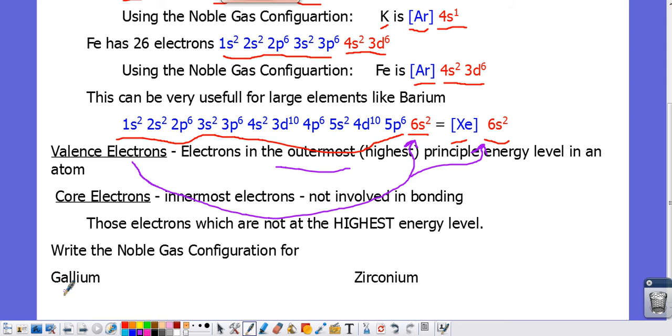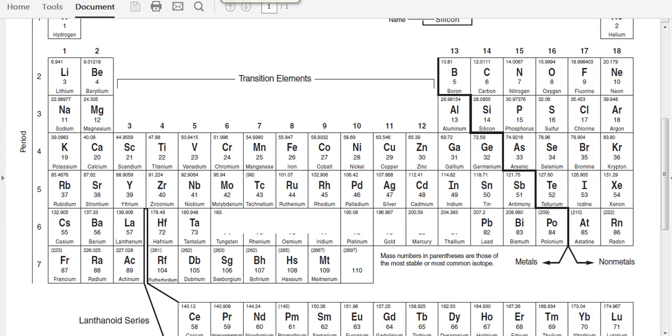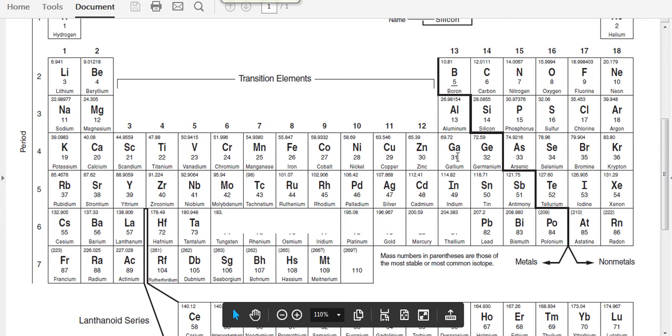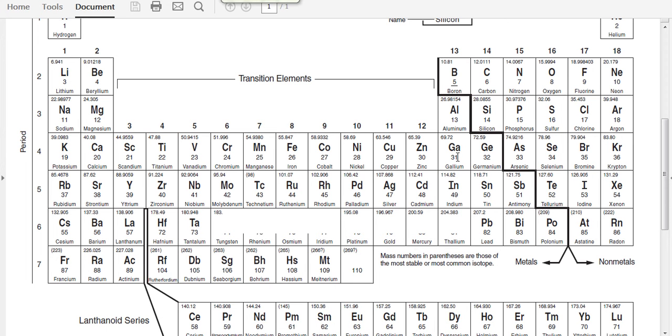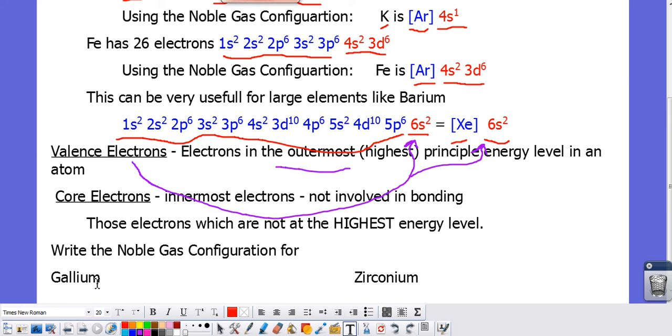So let's do gallium real quickly. Find gallium on the periodic table. There it is. So gallium's number 31. What noble gas comes before gallium? Argon. So for this one, we would say we're going to use the element argon. We put it in brackets. And then what comes after that? Argon is 1s2, 2s2, 2p6, 3s2, 3p6. So after the 3p6 is the 4s2. And then the 3d10. And then 4p1.